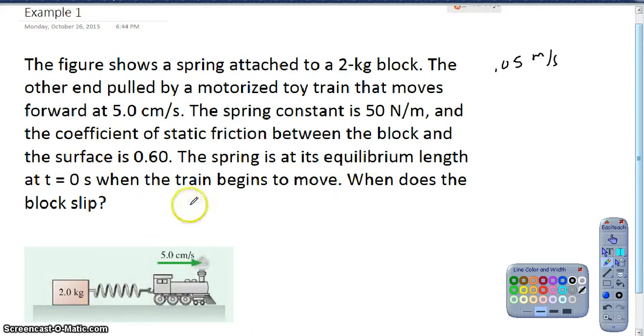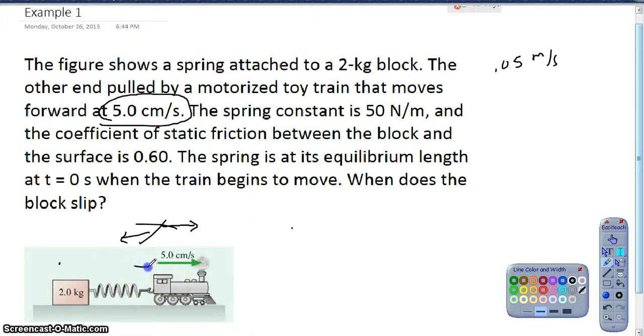When the train begins to move, when does the block begin to slip? And this one we're simplifying a little bit because we are going to assume that it's maintaining a constant speed of 5 centimeters per second. In actuality, that doesn't really make sense, because if the train was going forward this fast, then as the spring stretches, wouldn't it be pulling back harder and harder? So we wouldn't necessarily expect that to be a constant velocity. But we will keep it simple and assume that it is maintaining a constant 5 centimeters per second. So when is the block going to begin to move? Well, what has to happen in terms of static friction? For this block to move, we know that right now it's at rest.